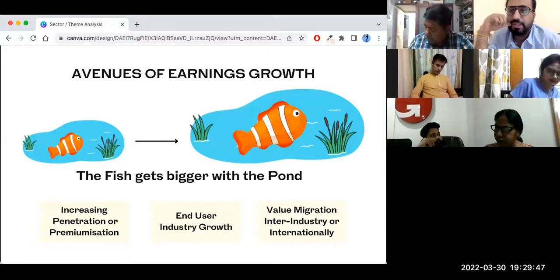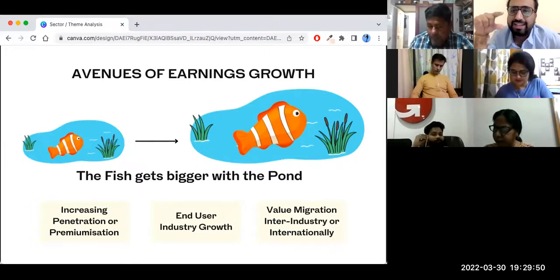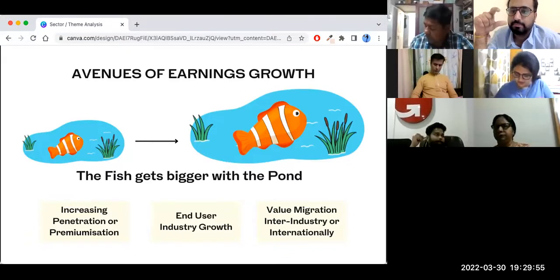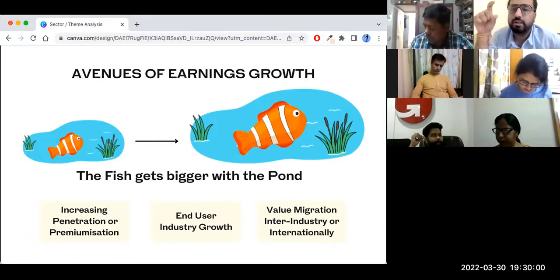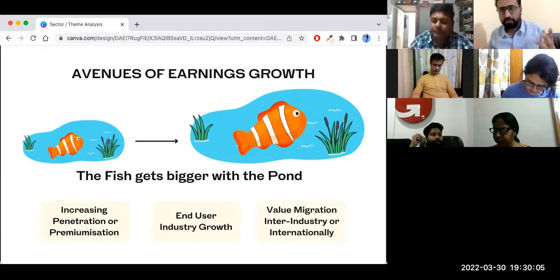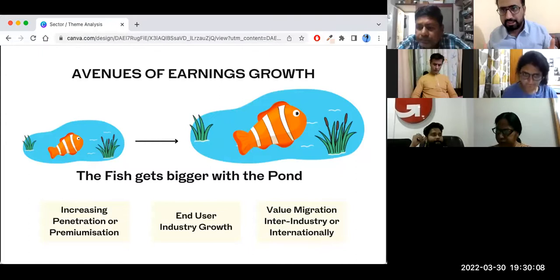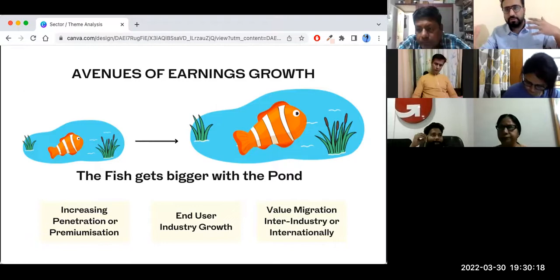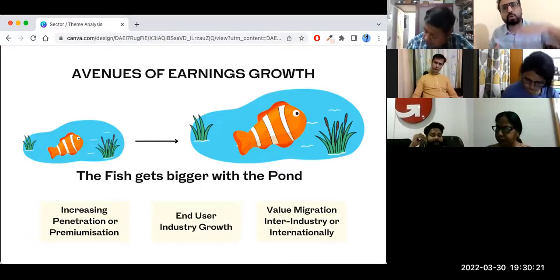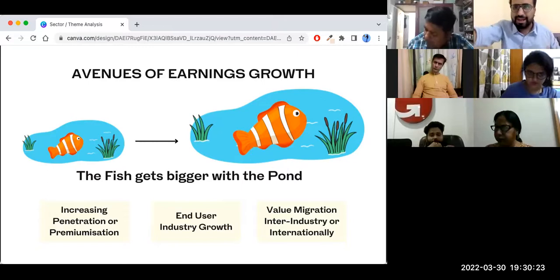What does this mean? This specifically applies to B2B industries. End user industry means, if you are making a product which is very valuable to, let's say, the auto industry. Let us say I am making any product which is very valuable to the auto industry. B2B means business to business. I make a product and I sell to another business. I do not sell to a direct customer. I sell to a business.